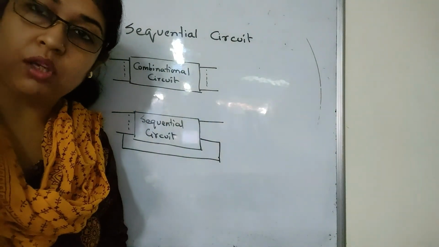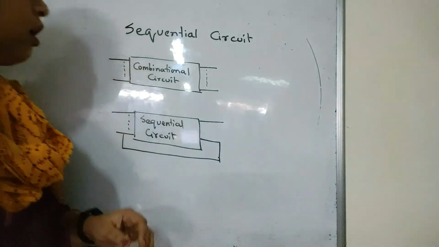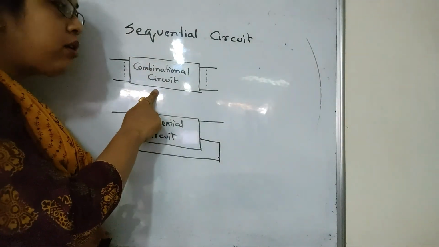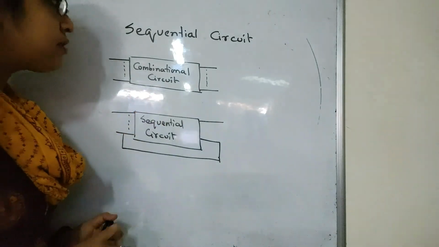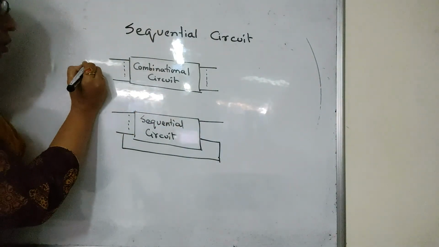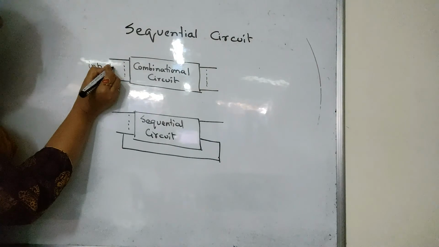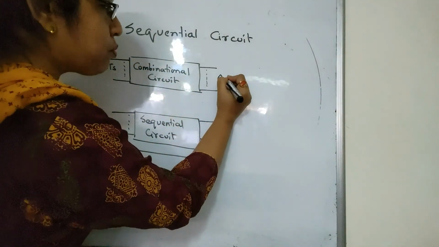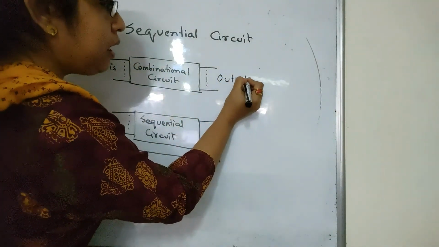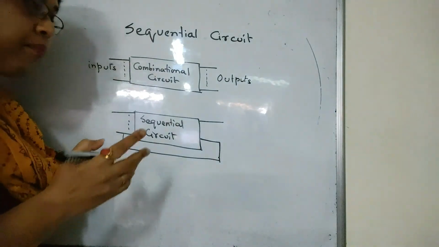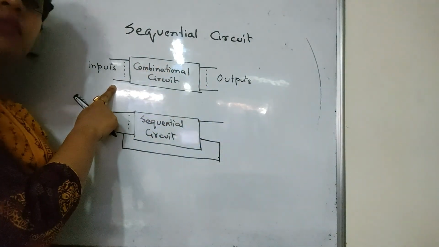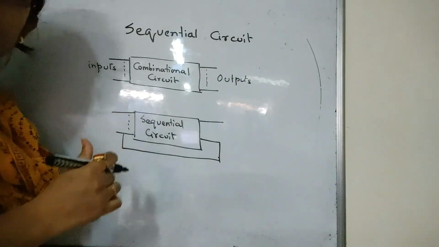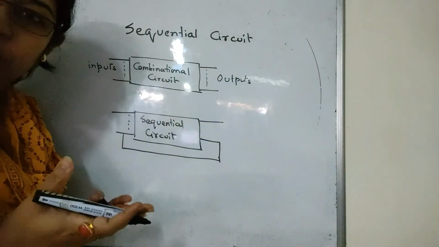This is the video for sequential circuit. This is a block diagram of a combinational circuit. In this combinational circuit, these are all inputs and these are all outputs. Now, in combinational circuits, the outputs depend solely on the current inputs, or the inputs we are giving at that point of time.